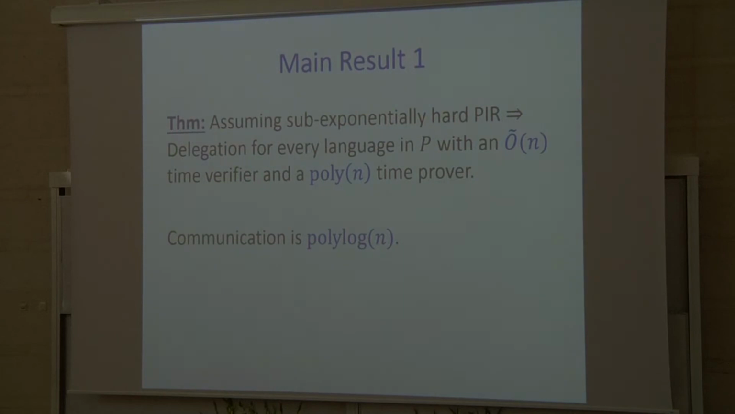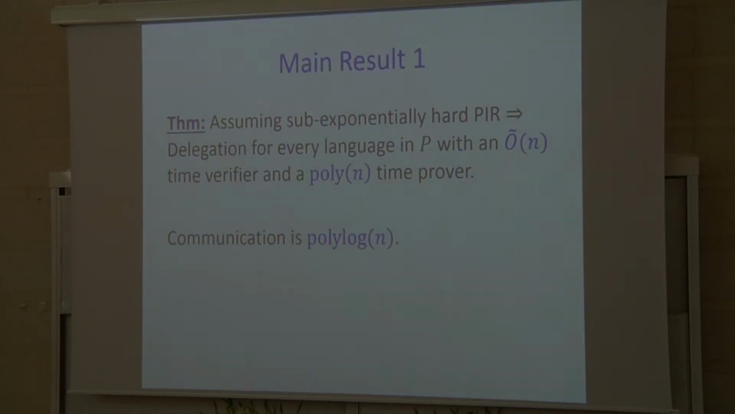Okay, so let me tell you what our main results, or a couple of variants of our main result, are. Again, we're going to assume sub-exponentially hard PIR. We're going to get to that later, so just forget about that for now. What we get is a delegation scheme for any language in P.